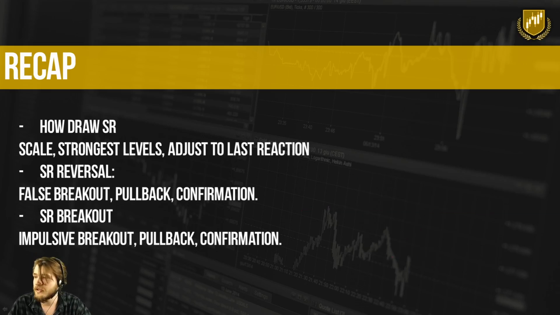I hope that this has helped you understand how levels work and how to build them. I really think there's nothing difficult in levels at all, especially with this simple video. So just remember, it's 3 points for everything, right? Scale, strongest levels, adjust. Reversal: look for a false breakout, look for a pullback, look for a confirmation. And an actual breakout of support resistance: impulsive breakout, pullback, confirmation. Nothing difficult at all, guys.